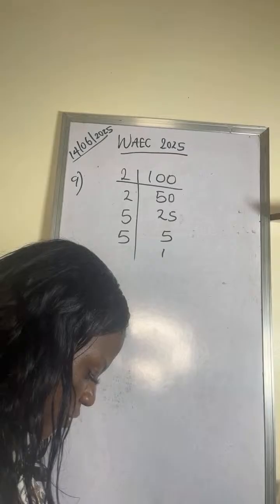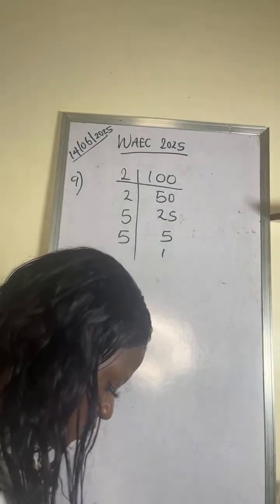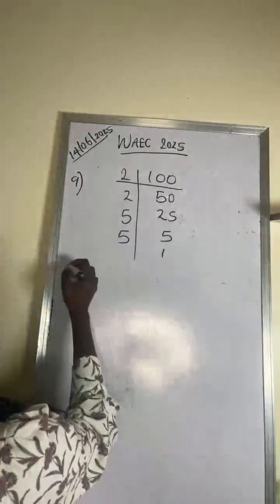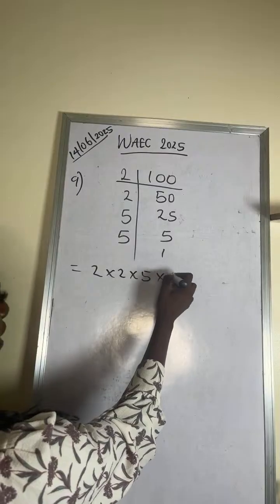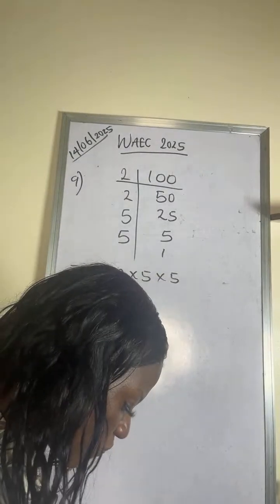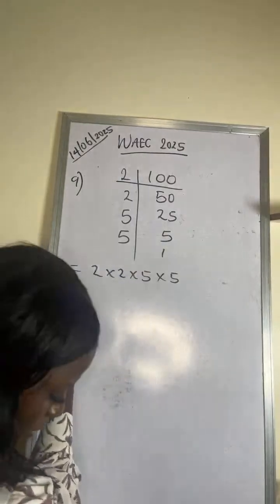I don't know. My phone locked up again. Okay. So I want to see the options. So I have 2 times 2 times 5 times 5. We're asked to find which of the following is a prime factor. Okay, they have options so that we're sure.